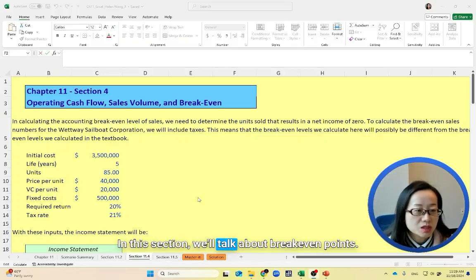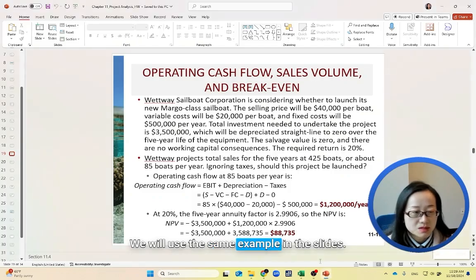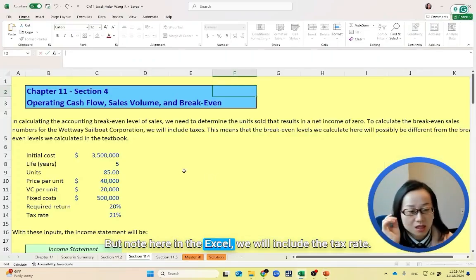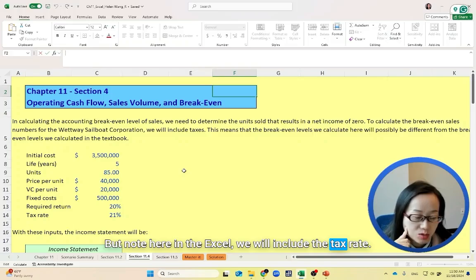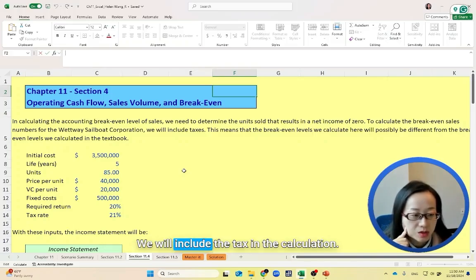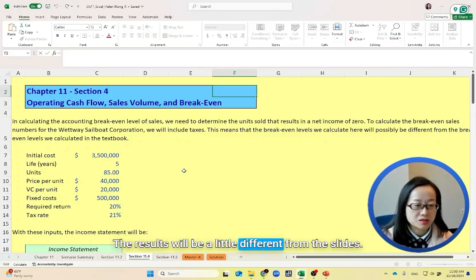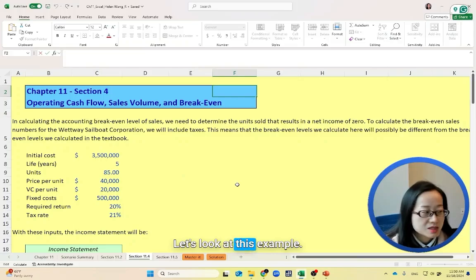In this section, we'll talk about break-even points. We will use the same example in the slides, the Sailboat Corporation. But note here in the Excel, we will include the tax rate. We will include the tax in the calculations. The results will be a little different from the slides. Let's look at this example.